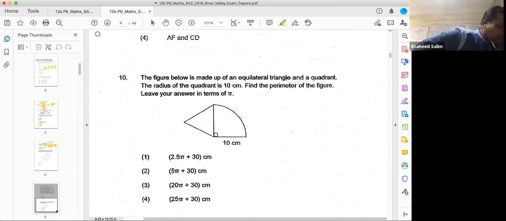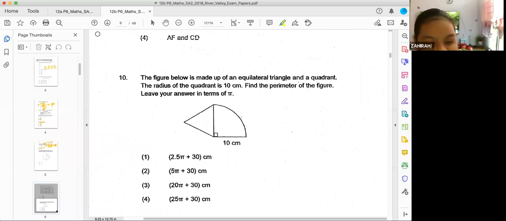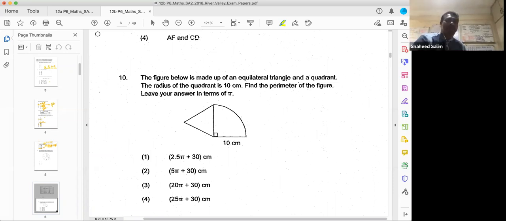Anybody? Sophia? Zaira? Zaira is sleeping, ya Allah. Zaira, what happened? Tired, is it? No, I just sleep. You all are tired already. You have now become fatigued.